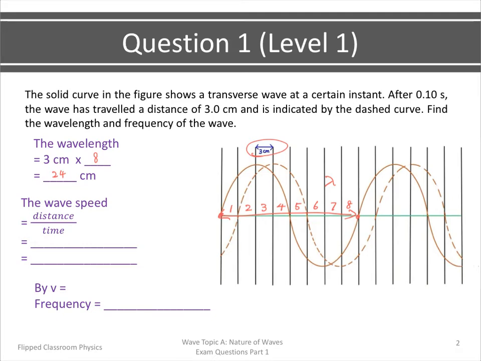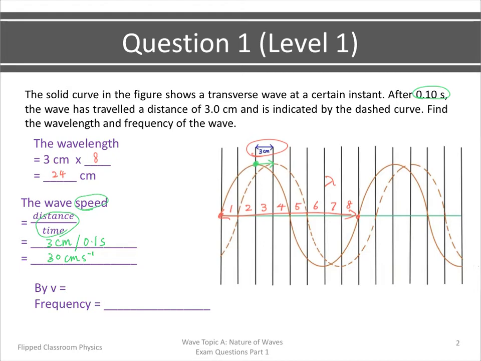Then we need to find the frequency. In order to find the frequency, we need to calculate the wave speed first. The wave speed equals the distance traveled by the waveform divided by the time taken. The wave pattern moved from here to here in 0.1 second. So the wave speed is calculated by 3 cm divided by 0.1 second. It is 30 cm per second.